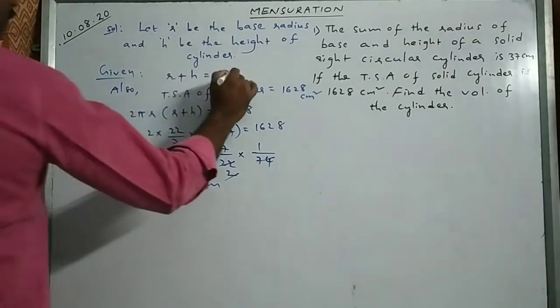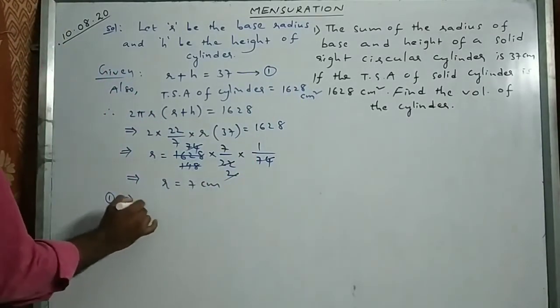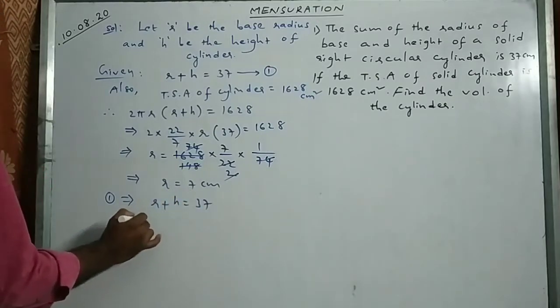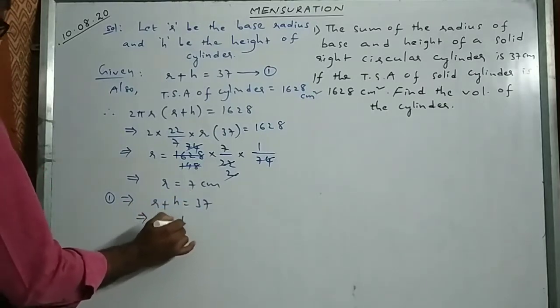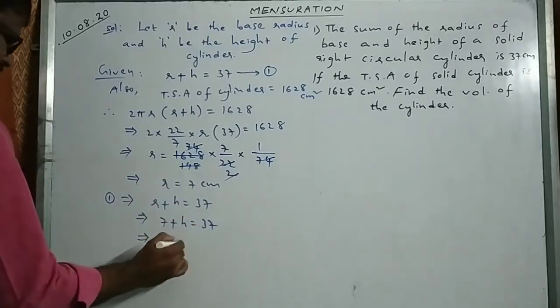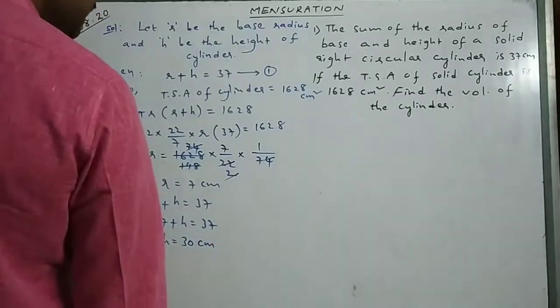Radius. So from equation 1, r plus h equal to 37 we have. Already r I got here, 7 plus h equal to 37. H equal to 37 minus 7, 30. So I got base radius and height.